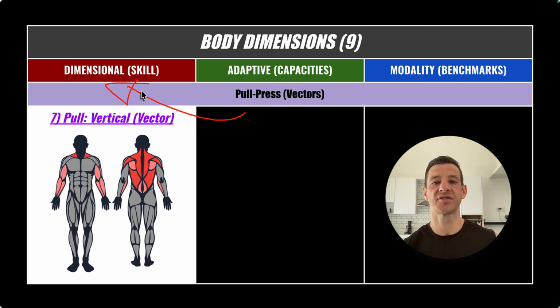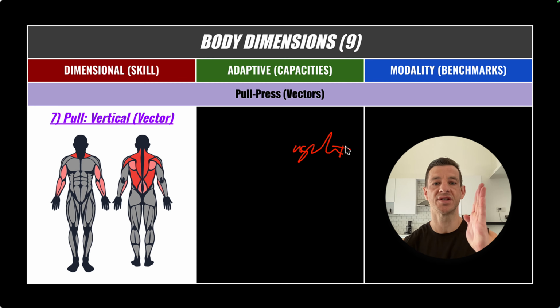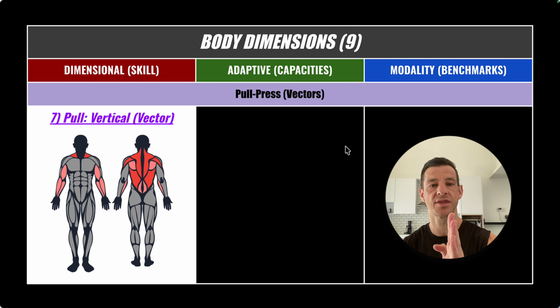As we see on the left of our matrix, we have our dimensional skill, which dimension, vertical vector, which domain, the pulling domain, and which skill. We are focused on vertical vector climbing strength. The highest expression of this dimension is climbing strength. Can you climb your body weight?